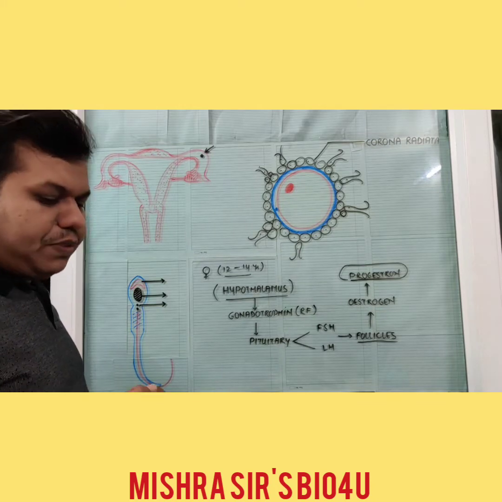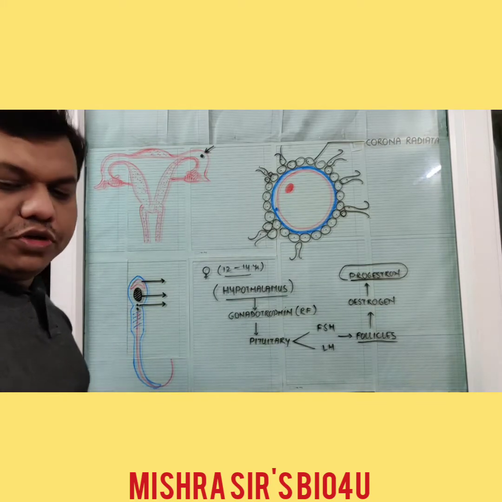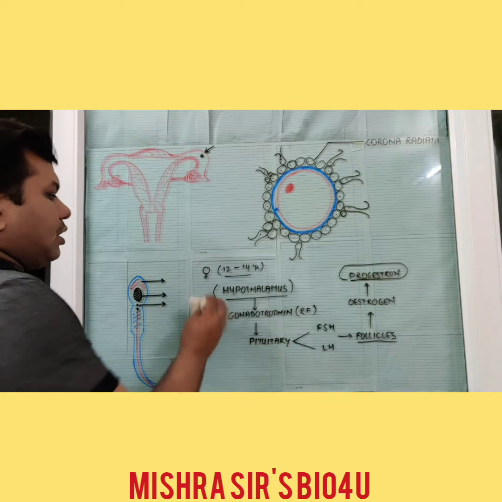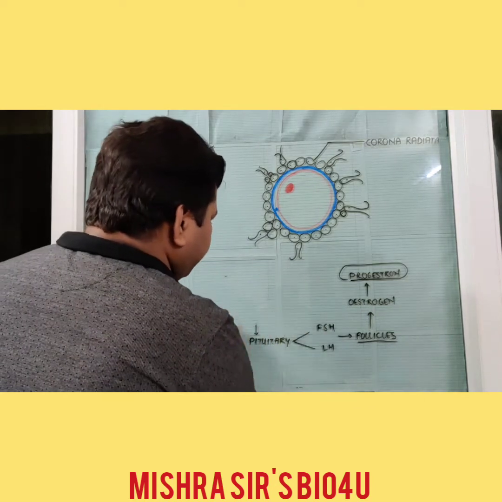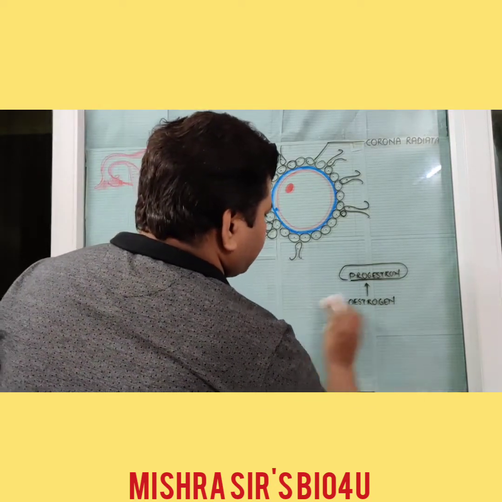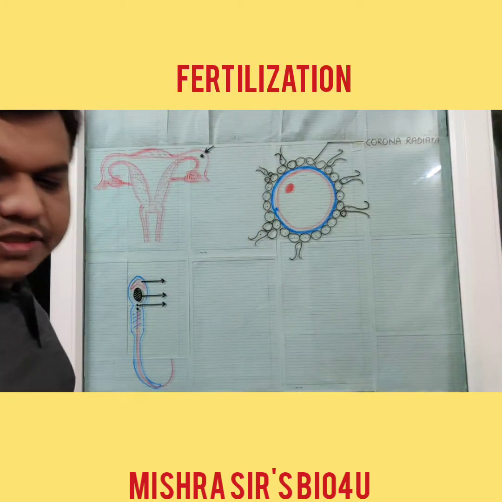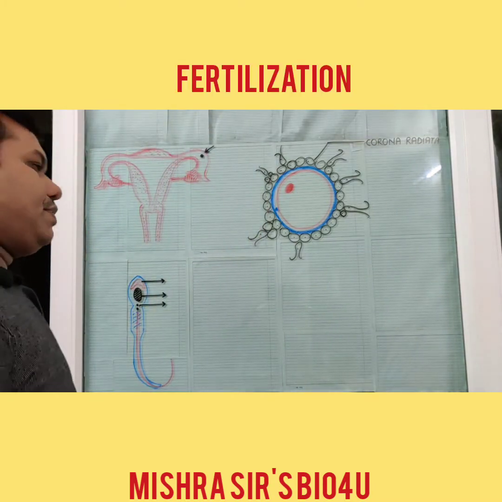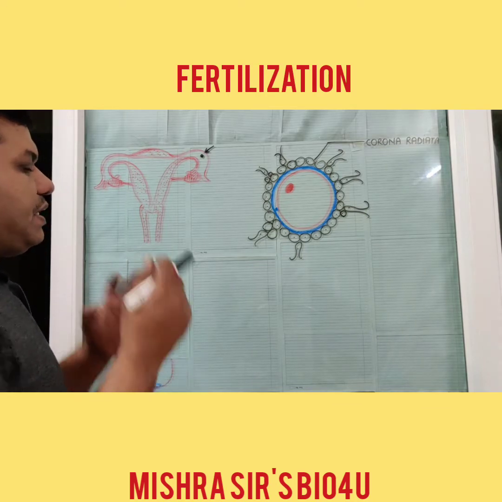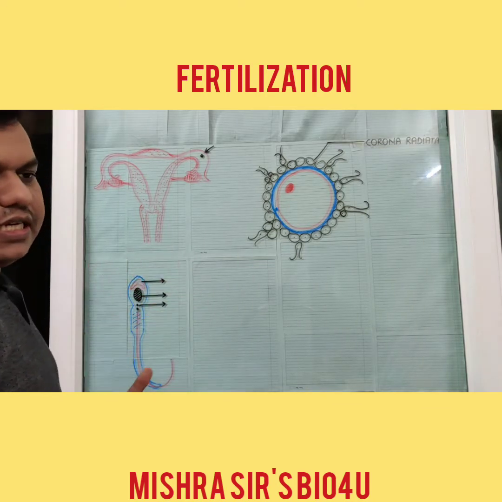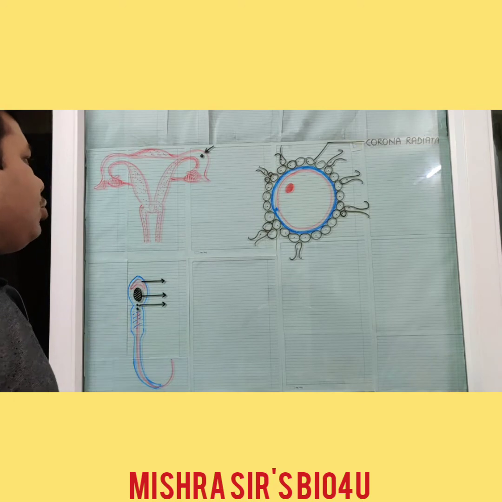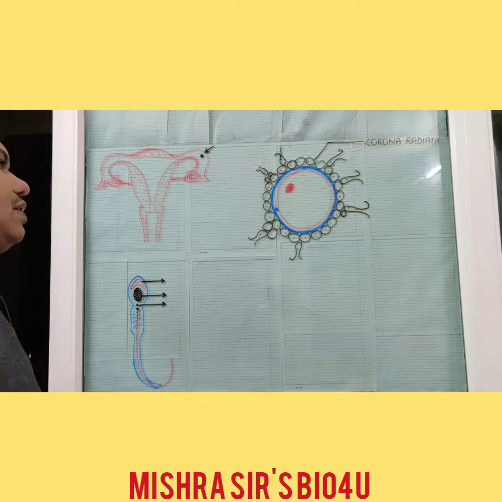Clear? Now please understand, in this video we are going to talk about an event which can disturb this menstrual cycle, an event which we call pregnancy. Now for pregnancy, the first step is fertilization. So today we are going to talk about a very important part of pregnancy, that is fertilization.